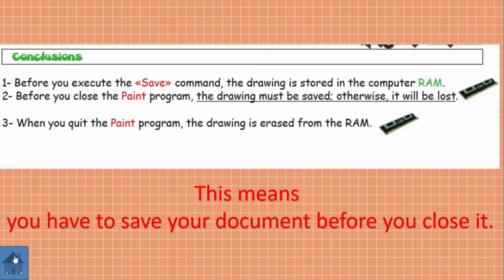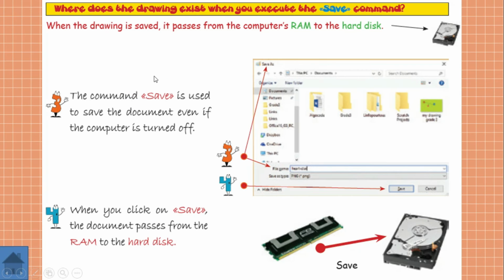Okay, when you save it, will it be on the RAM? No, of course, it will be on the hard drive. Look here, they ask us where you save your work. If you click save, you will save your work on the hard drive. It will pass from the RAM into the hard drive. Even if you close the program, you can find it again.